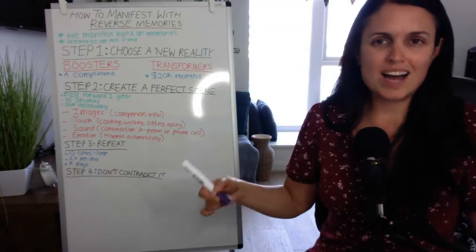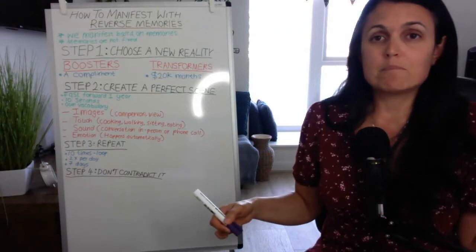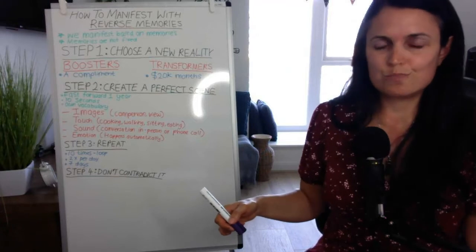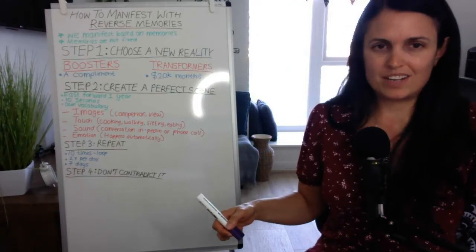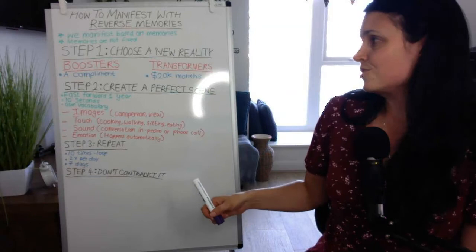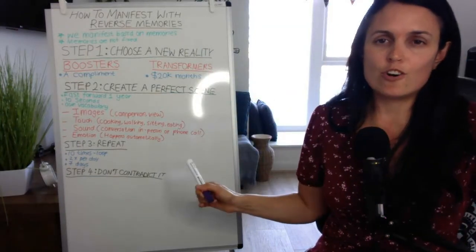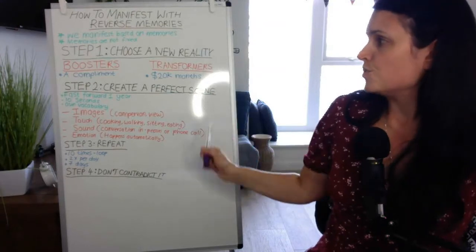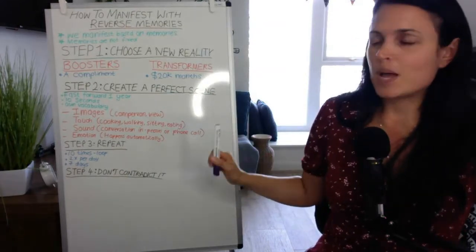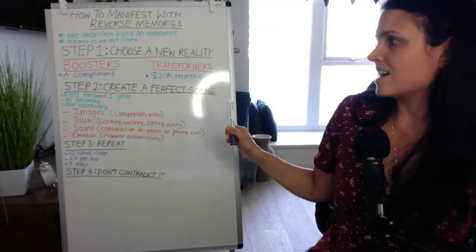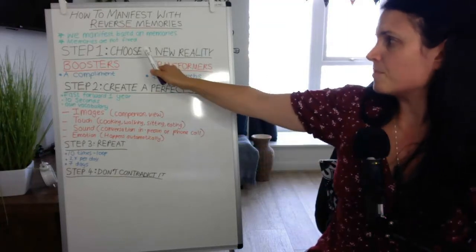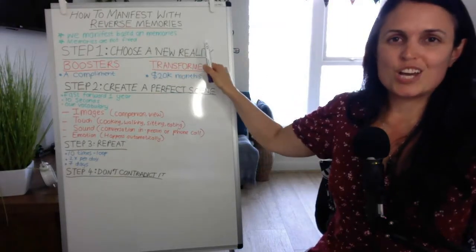So we have to harness it by making it believe what we want it to believe, by creating a memory in the first place. So I am going to walk you through 3 essential steps, and a 4th bonus step to creating reverse memories today. So let's start with step number 1. Step number 1 is to choose a new reality.